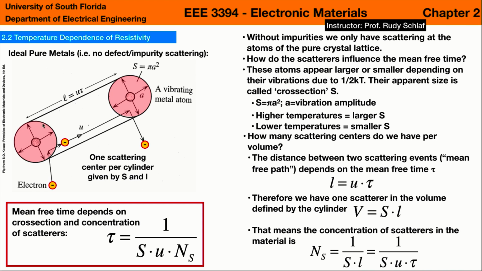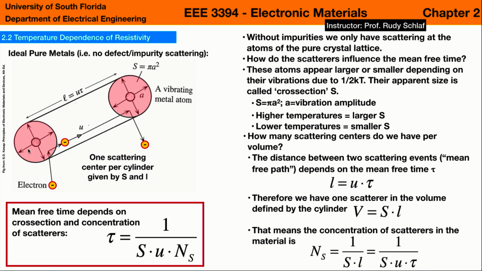Now it's pretty obvious that the lattice atoms will appear larger if the temperature is higher because they vibrate more, and so we can assign to them what is called a scattering cross-section, S, and that cross-section is just the apparent size due to the oscillation amplitude A. So we get S equals pi times A squared. From this we want to calculate how many scattering centers do we have per volume.